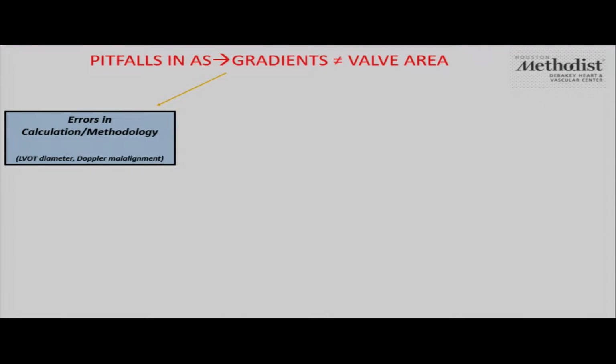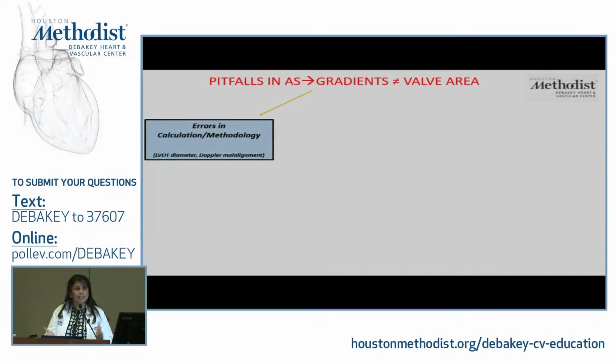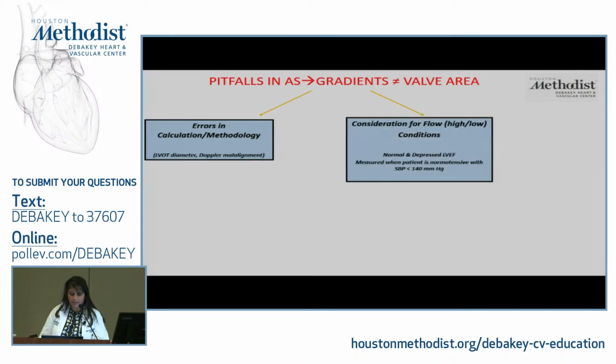Check for errors, right? So the first step you need to do is to go back and remeasure your LVOT, make sure the sample volumes are correct, and make sure the Doppler is aligned. And the second scenario is really the flow state. Is this really a normal flow state, versus a high flow or low flow state?